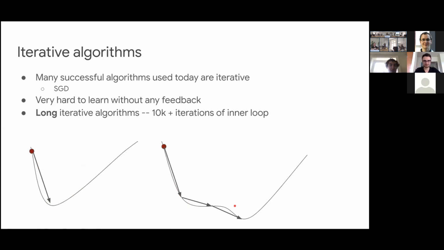When I say iterative, I really mean long iterative algorithms. There's a bunch of existing iterative algorithms, things like MAML, for example, but those operate on a small number of steps, say 1 to 10 steps of training. The algorithms that we focus on take about 10,000 or more steps of inner loop to perform some computation. And usually if you apply them longer, they'll still improve performance.